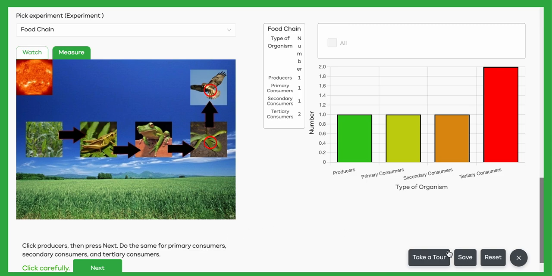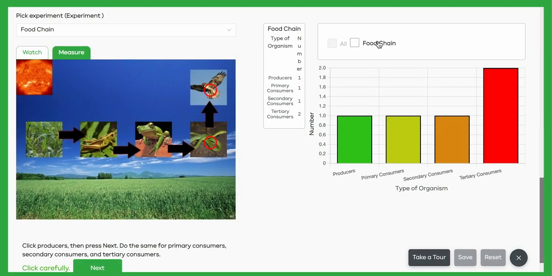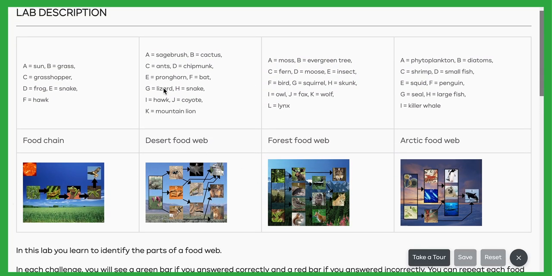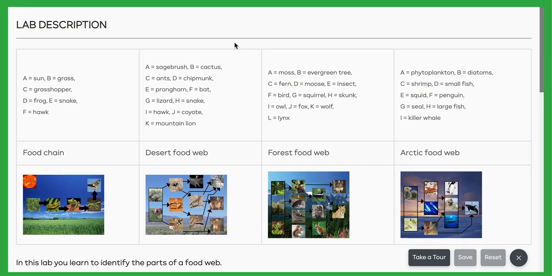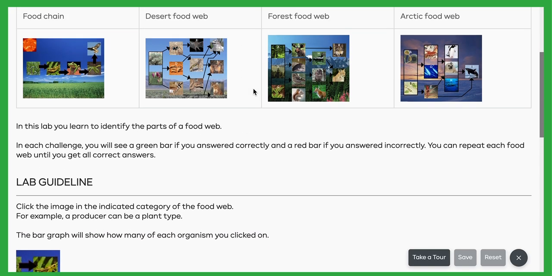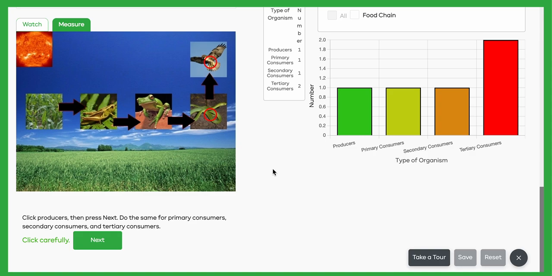So if you do have a problem, and I'm just going to go ahead and save this, it's going to go up here. You can always reset your data again, but if you do have an issue, just go ahead and learn a little more about the webs and what the parts are, and do a little more research into what these different parts are of the food web. Hopefully you learn more about the different producers and consumers in these various food webs in this lab.